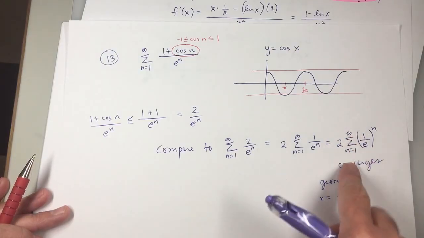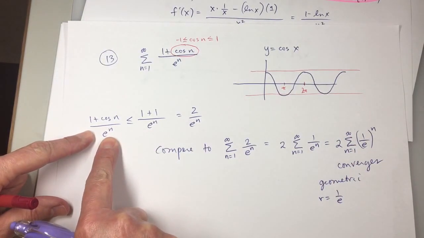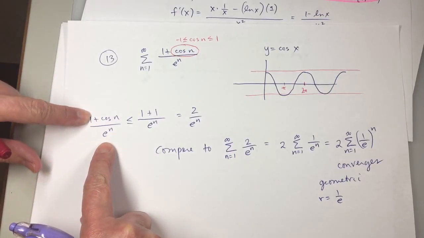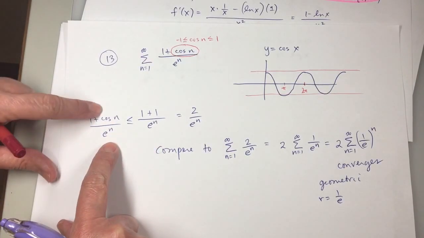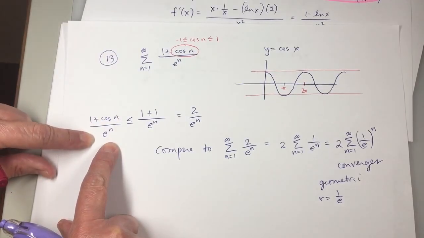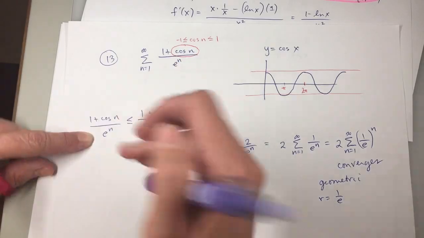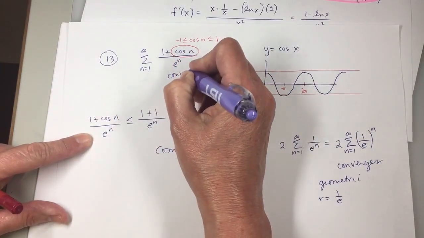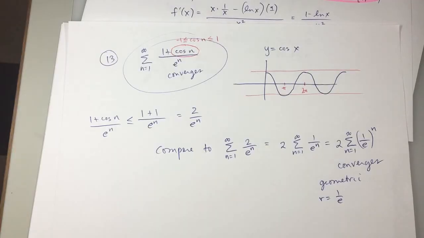So this converges, and since term for term, let's see, if the numerator is smaller, and the denominator is the same, that means the fraction's smaller. And so term for term, this fits, this converges with the comparison test.